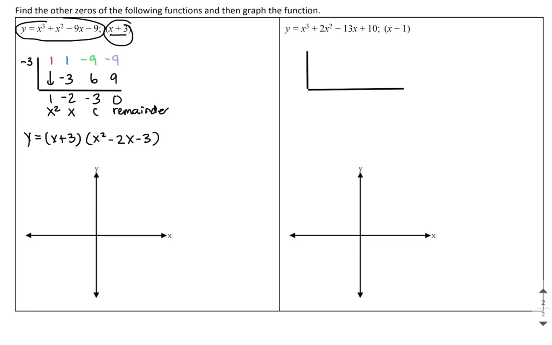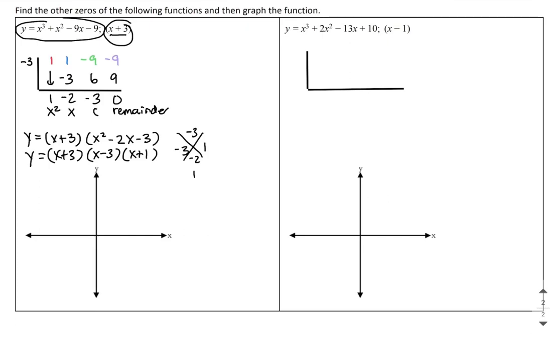I can factor this thing further because I know how to do that when it's ax squared plus bx plus c form, and I can find two numbers that multiply to negative 3 and add up to negative 2. Those two numbers are negative 3 and 1. So this breaks down into x minus 3 times x plus 1 since a is equal to 1 there. I have now x plus 3 times x minus 3 times x plus 1.